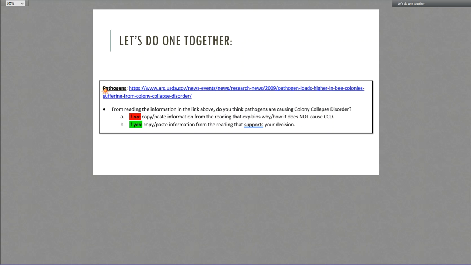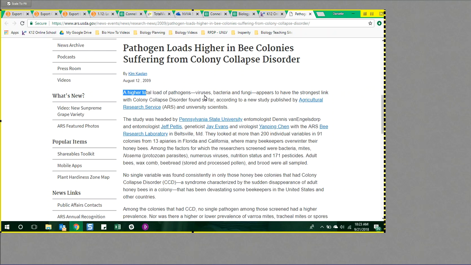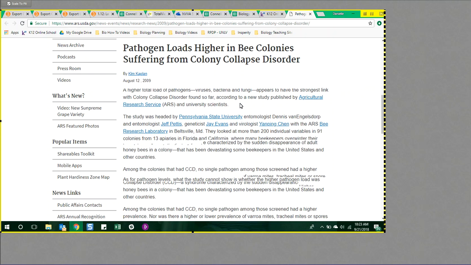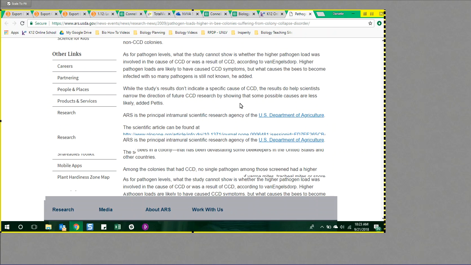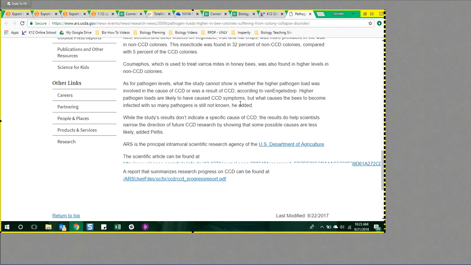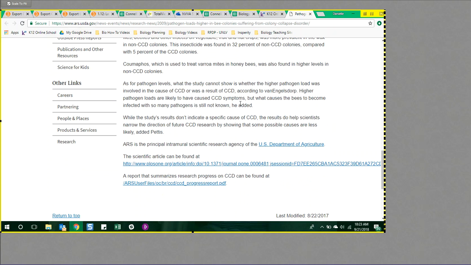So if you choose yes, that is totally fine. You just need to find where in the article you think that it says yes, which I think was more up here, total at the top. And I think it's right here where it says a higher total load of pathogens, viruses, bacteria, and fungi appears to have the strongest link with. I can get that. But the problem is down here, like Elizabeth said, they're not sure whether the pathogens are causing CCD or a result of CCD.